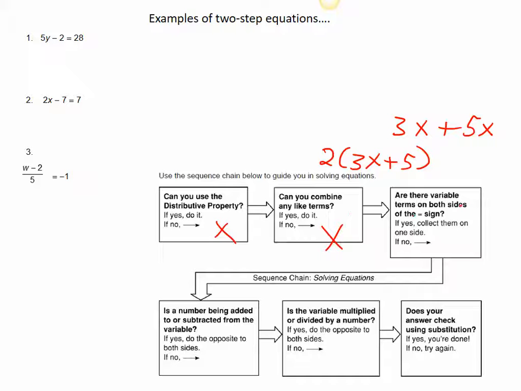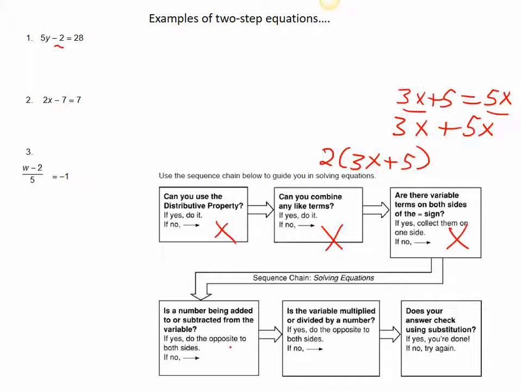Are there variable terms on both sides of the equal sign? That's when you have like a 3x plus something on this side, and on this side you have another x term. We don't have that either. So then we move all the way down to here. Is a number being added to or subtracted from the variable? Yes. Here's the variable, it's y. We have a minus 2 being subtracted. So we're ready to do some work now.